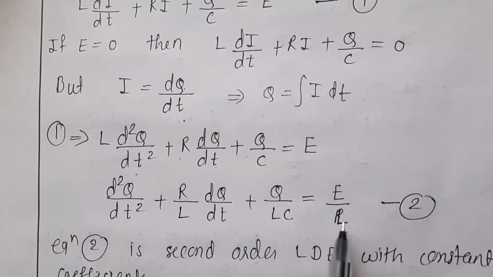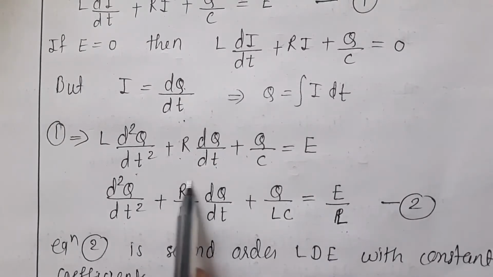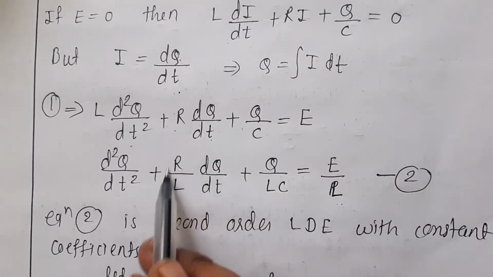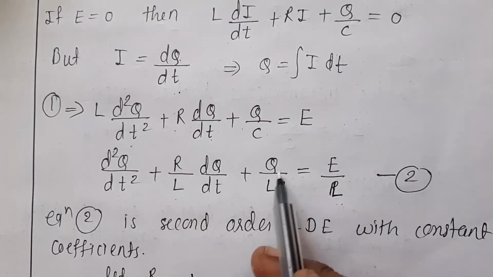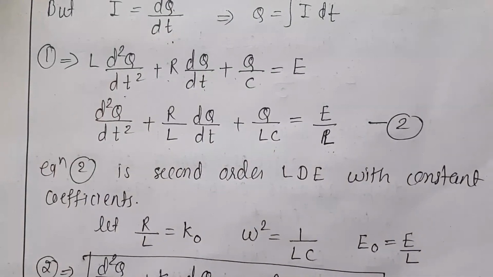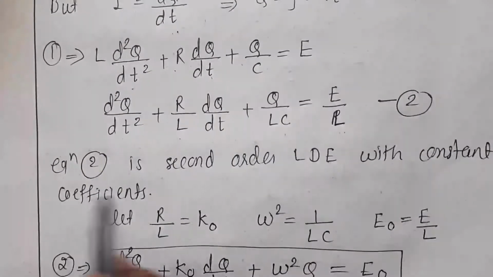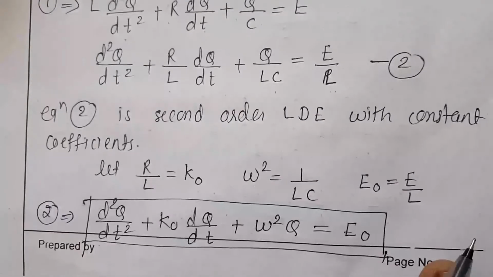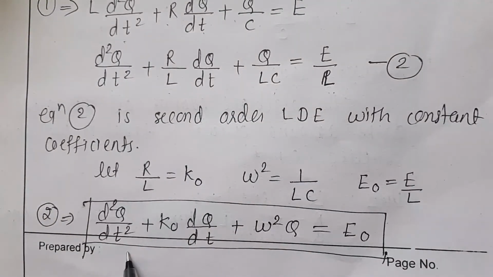So second order non-homogeneous differential equation with constant coefficient, because this resistance and inductance have constant values. Now to solve this, we denote 1 upon LC by one constant, omega square is equal to 1 by LC, then R by L is equal to K0 suppose we denote, and E by L is equal to E0. So this equation number 2 becomes d2q by dt square plus K0 into dq by dt plus omega square into q is equal to E0. So this is the second order differential equation in terms of charge.